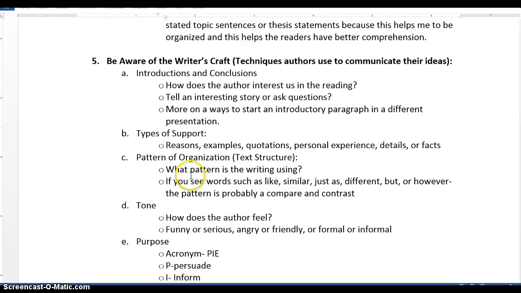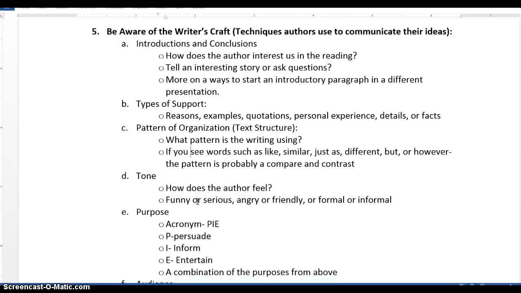Next, the author will choose the pattern of an organization. I just talked about cause and effect, but another part of pattern of organization or text structure, like I like to call it text structure. How is the text or the article built? What kind is it? Take a look here. If we were reading an article and we saw like, similar, just as, different, but, or however, the pattern we would probably think is, oh, this is a compare and contrast essay. That will help us understand what we're reading if we know right away what the pattern or the text structure is.